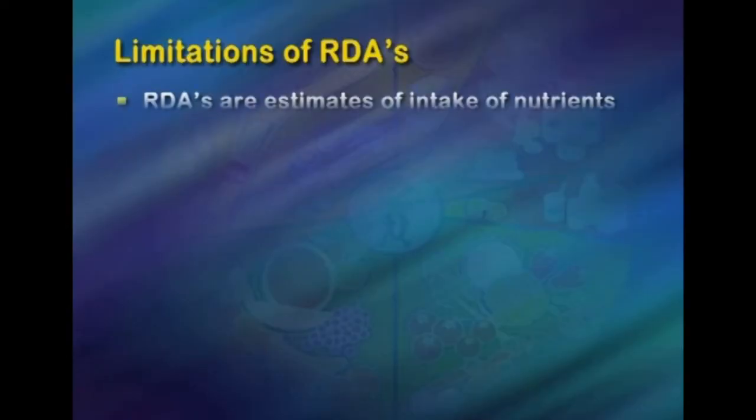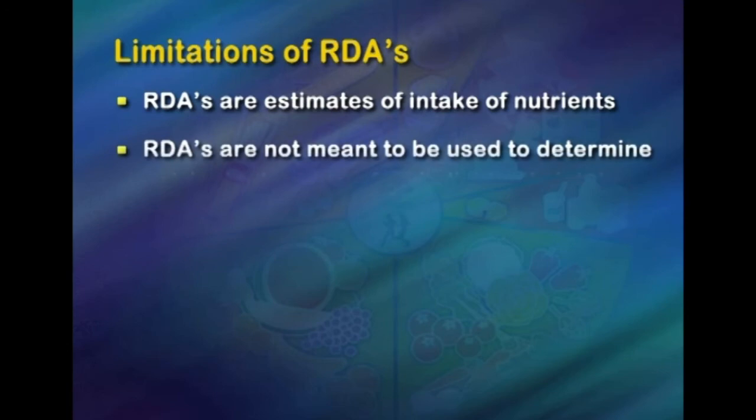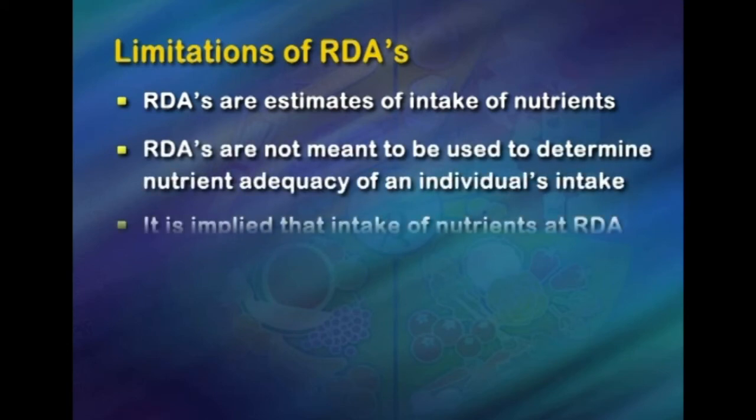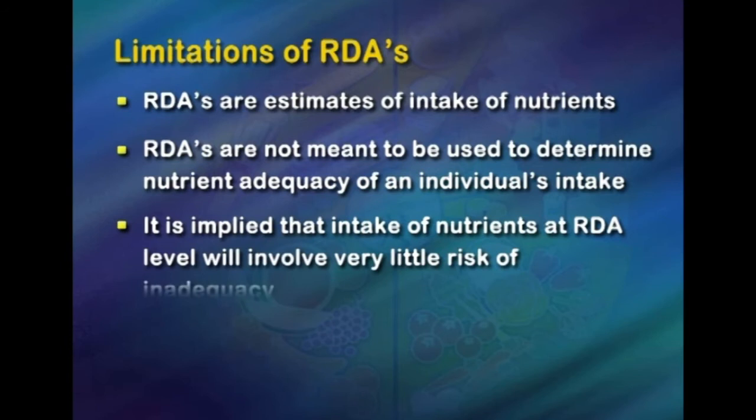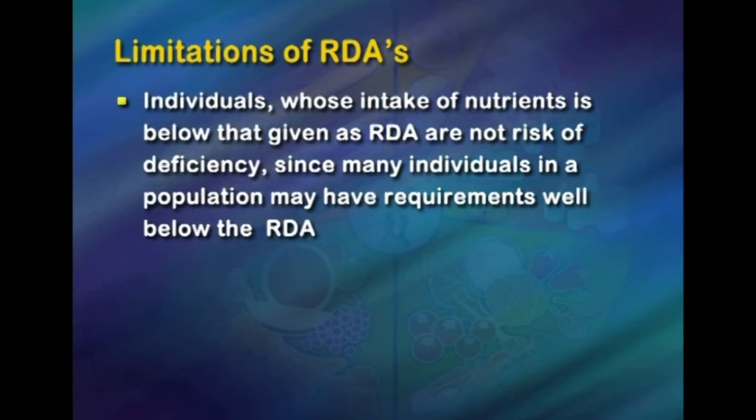Now, RDAs are only the estimates of the intakes of nutrients, and they are not meant to be used to determine nutrient adequacy of an individual intake. It is implied that the intake of nutrients at RDA level will involve very little risk of inadequacy. Individuals whose intake of nutrients is below the given RDA are not at risk of deficiency, since many individuals in a population may have requirements well below the normal RDA.